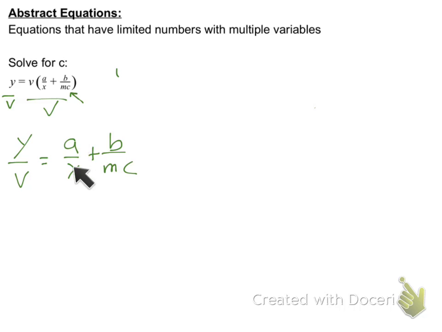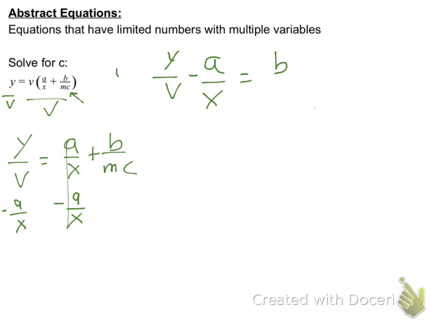Can I just get rid of the plus a over x? And how do I get rid of a plus a over x? You subtract it. From? Both sides, that's an a. It looks like a 9, doesn't it? So these are gone. So now we're left with y over v minus a over x equals b over mc.